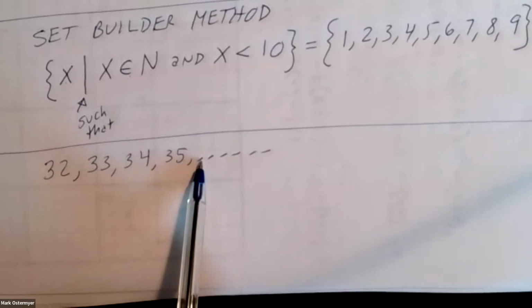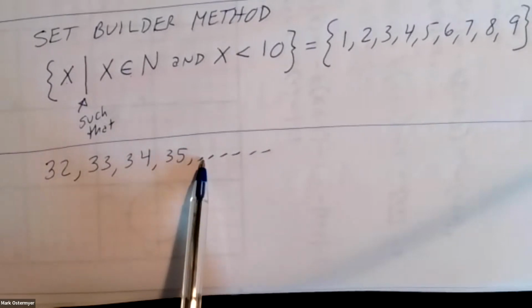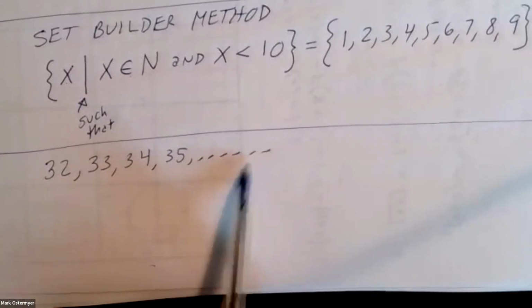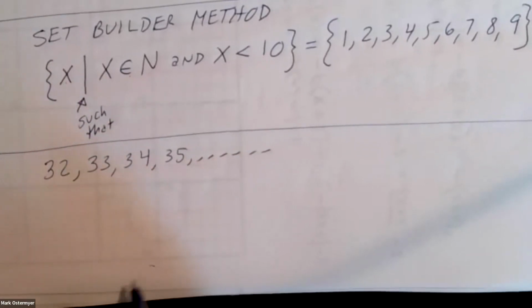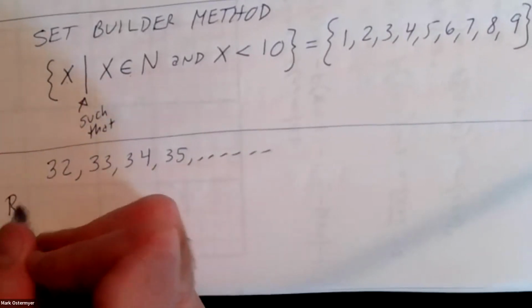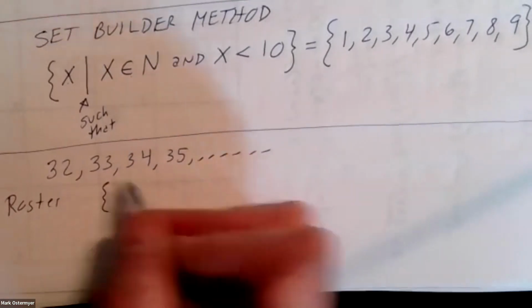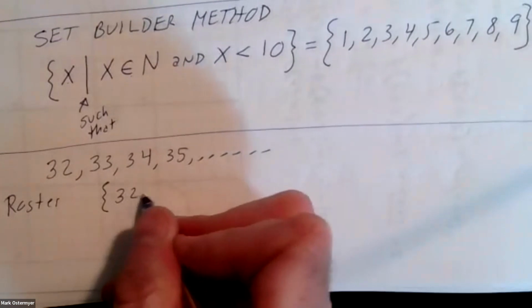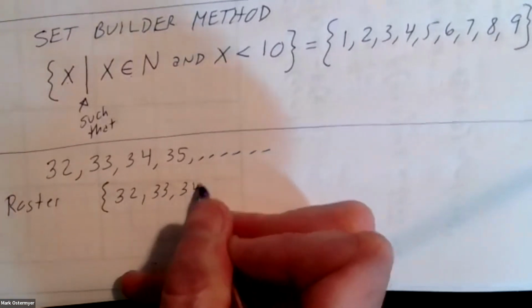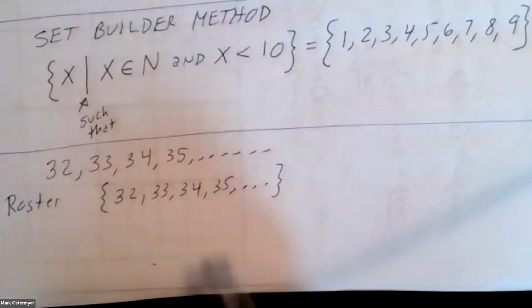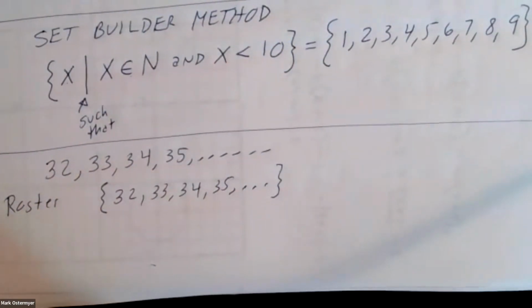What do you think the next number would be next to 35? 36, 37, 38, 39. Just keeps going. Okay. Now we're going to try to describe this set or represent the set 3 different ways. Roster notation. All right. So what would be the roster way of representing this set? Well, that would just be enclosing these numbers inside braces. That's the roster method for representing the set.